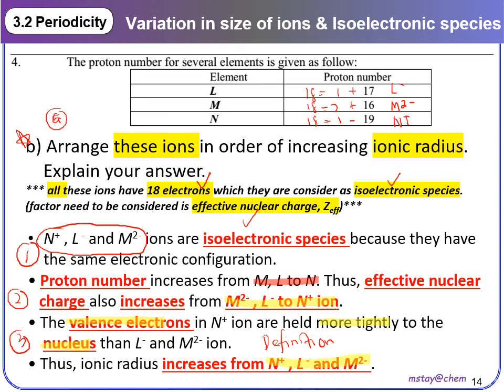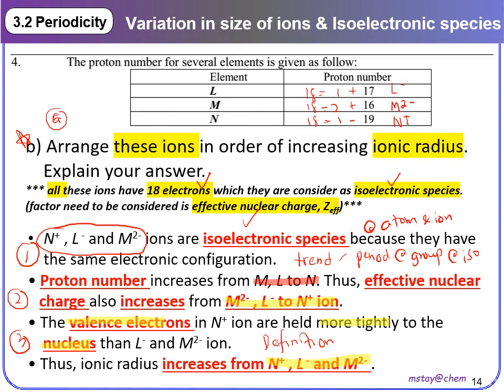Okay, so let's do the very quick conclusion. Identify the trend first. To identify the trend means: are they in the same period, same group, or isoelectronic, or are they considered like atom compared with ion? Basically we have these 4 groups.